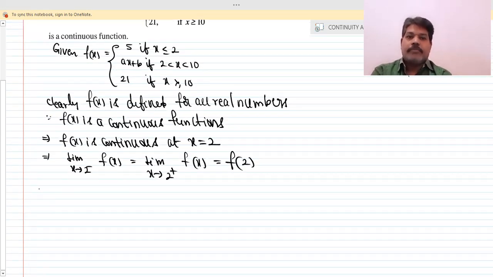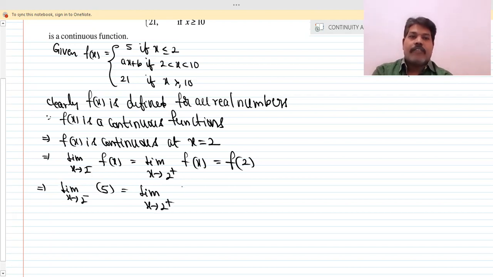Limit as x tends to 2 minus means x less than 2, and f of x value is 5, so you can take the 5 here. That is equal to limit as x tends to 2 plus of f of x. If x is greater than 2, f of x value is ax plus b, so in the place of f of x you can take ax plus b. This is equal to f of 2. If x is equal to 2, f of x value is 5, so f of 2 will become 5 only.